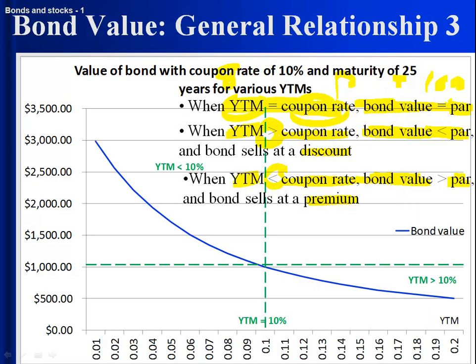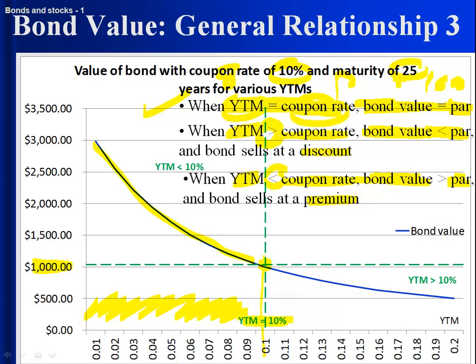So we can take a look at that graphically. Here we have a bond that has a coupon rate of 10% and matures in 25 years. Notice that when the yield to maturity is 10%, the price of the bond is $1,000, consistent with the relationship that we said here. Now suppose the yield to maturity is less than 10%. That puts us down here. If the yield is less than 10 and the coupon rate is 10, then the coupon rate's higher than the yield to maturity. That's a good thing. And as you can see, the price of the bond is greater than $1,000.